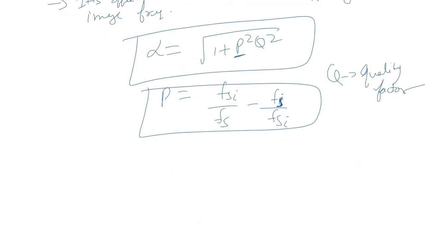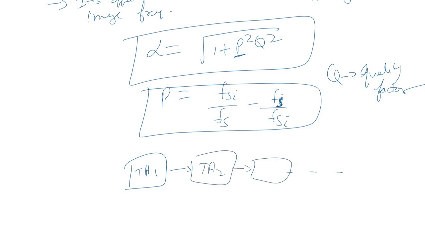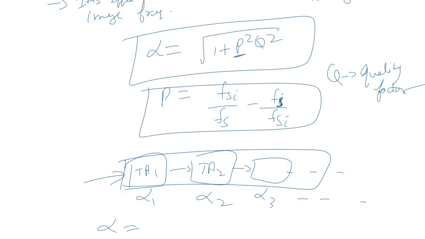If a chain of tuned amplifiers is cascaded, let's say tuned amplifier 1, then tuned amplifier 2, and so on, each tuned amplifier will have its own image rejection ratio, let's say alpha 1, alpha 2, alpha 3, and so on. The overall image rejection ratio alpha for this entire setup would be alpha 1 into alpha 2 into alpha 3 and so on.